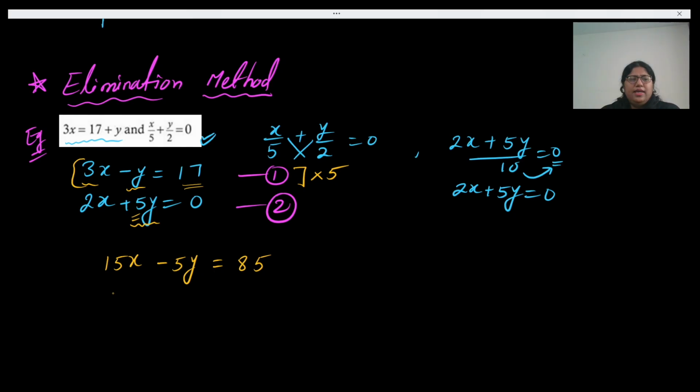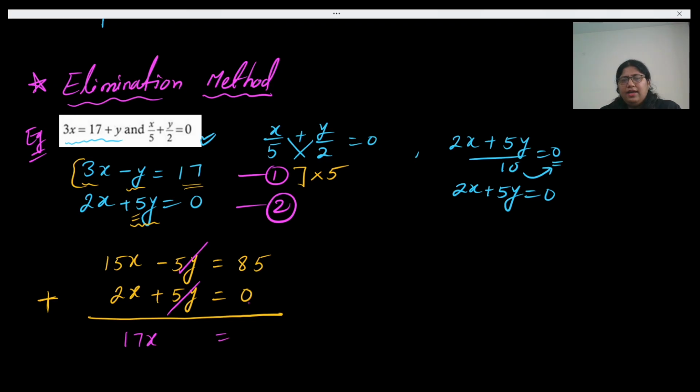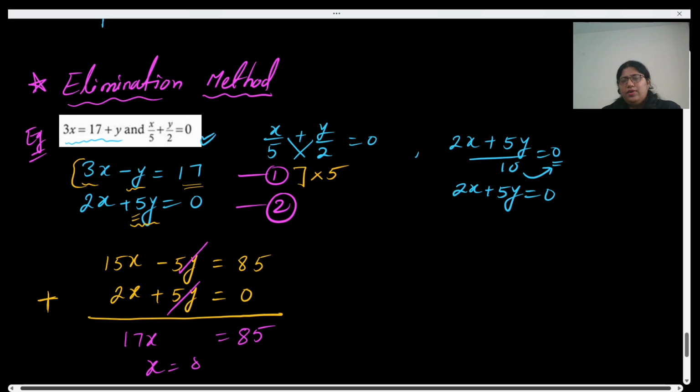Now after this, the second equation you will write as it is. Now if you see, the coefficients are the same with opposite signs. If they are already with opposite signs, you are going to add the equations. What do we get here? You will just add or subtract vertically. You know that this will get cancelled. Negative 5y plus positive 5y will become 0, 15x plus 2x will become 17x, and 85 plus 0 will become 85. Correct? So x is going to be equal to 85 by 17, which is 5.